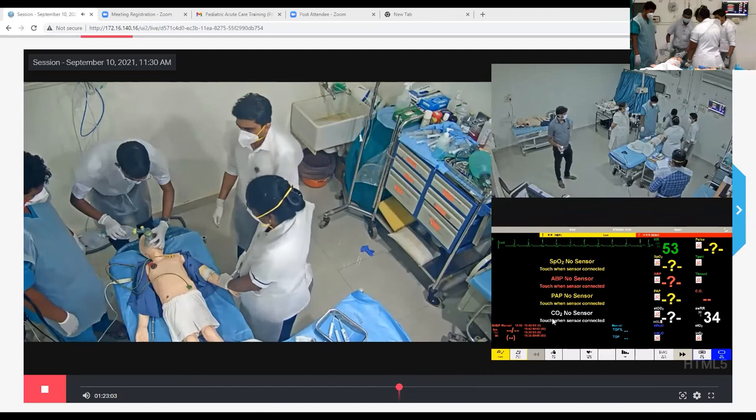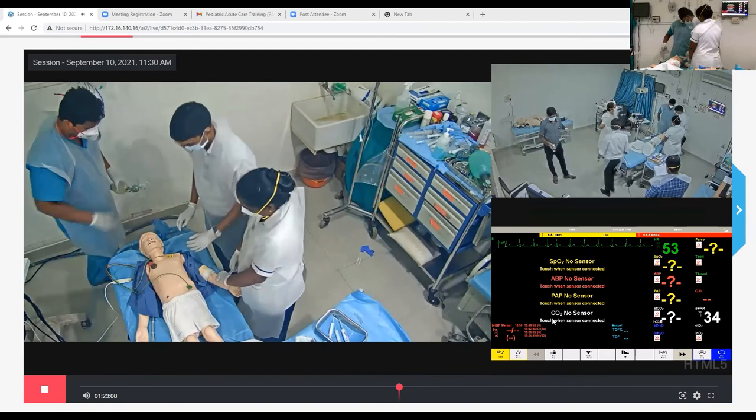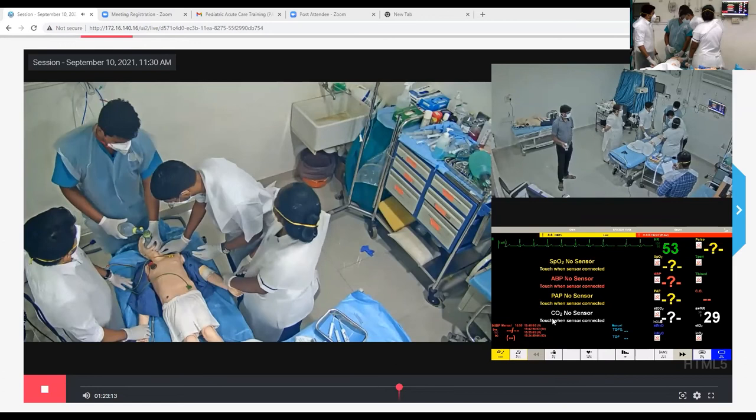I'm giving 2 ml of 1 in 10,000. Thank you very much. 1 and 2 and 3 and 4 and 5 and 6 and 7 8 9 10 11 12 13 14 15 1 2. If we have finished 5 cycles, can we change over? And please see the pulse. Please again see the heart rate, rhythm. Rhythm is not regular yet, and pulse is not palpable.